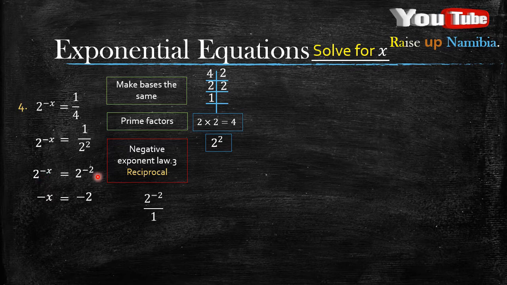Now remember, we are not solving for negative x. We are solving for x only, which means this is negative 1x. So how can we get rid of the negative sign? By dividing by negative 1 on both sides. Okay? So what is negative 1x divided by negative 1? It will give us x. What is negative 2 divided by negative 1? It gives us a positive 2. And that is our final answer. Okay?